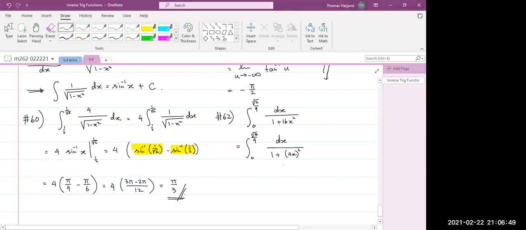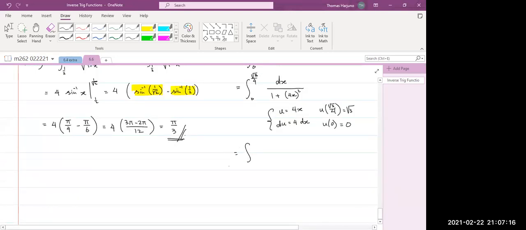I will do substitution. So u equals 4x, therefore du equals 4dx. The upper limit, u at radical 3 over 4, will be radical 3. u at 0 is 0. So now my integral becomes the integral from 0 to radical 3 of du over 4 over 1 plus u squared.